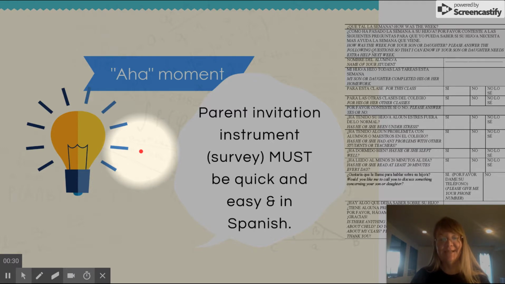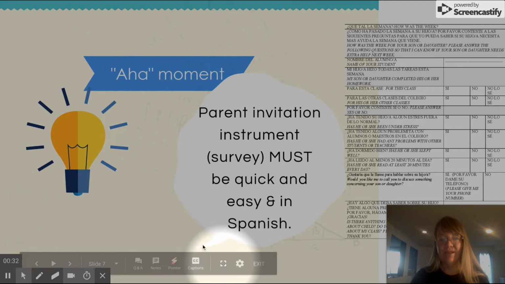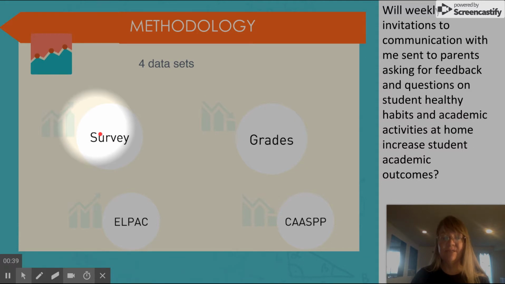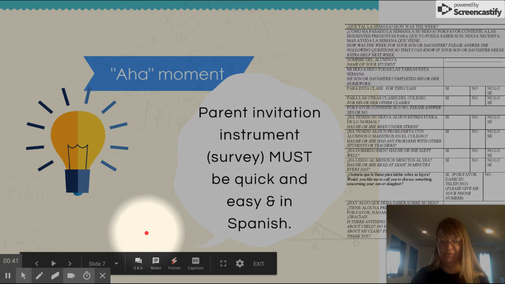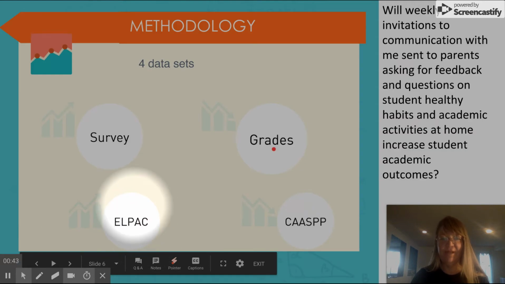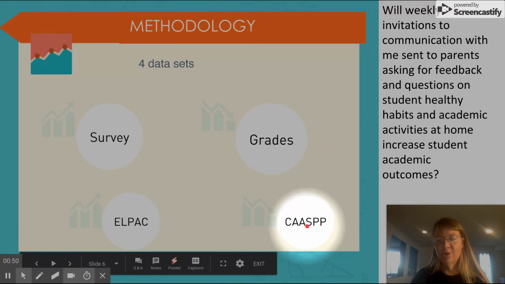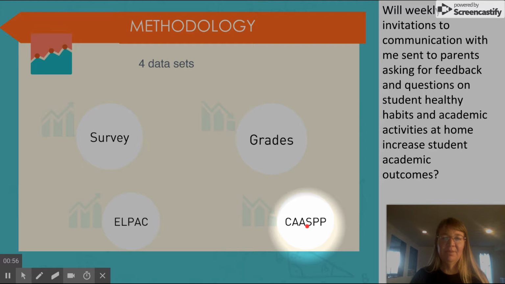The four data sets that I'm taking a look at are, let's take a look. The survey, this is the Google survey sent out by Remind. What the proficiency level is on the LPAC, what the grades are at the beginning of the year and at the end of the year, and what the Smarter Balanced scores are for my students that are participating in the survey.